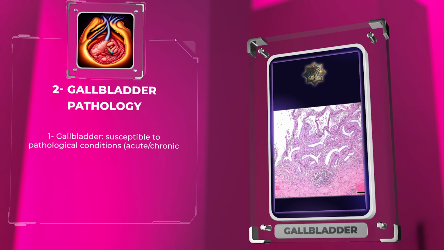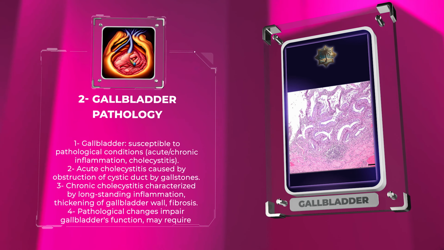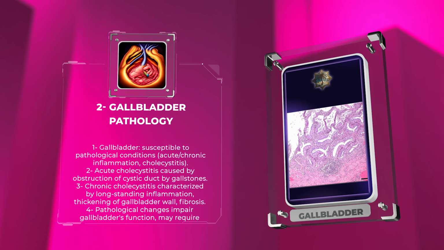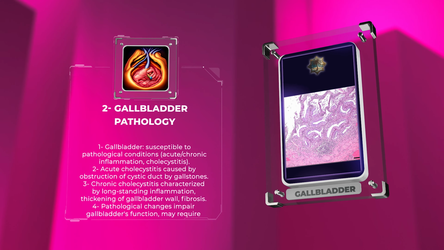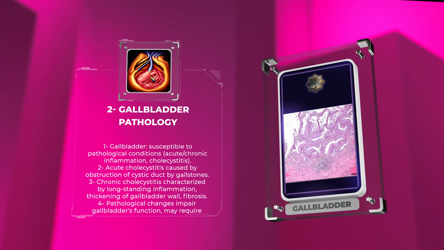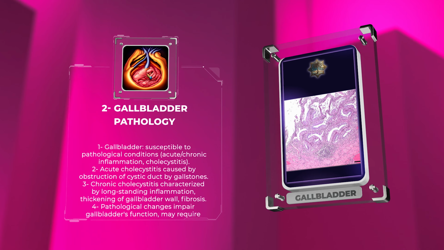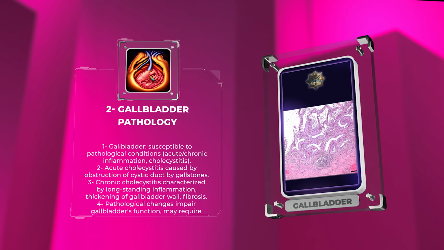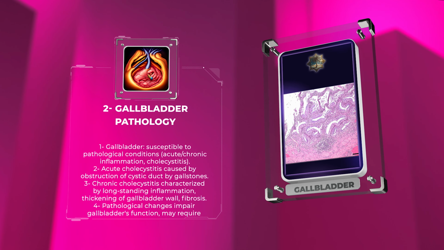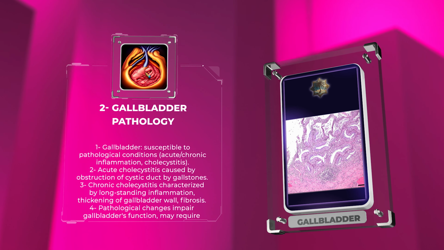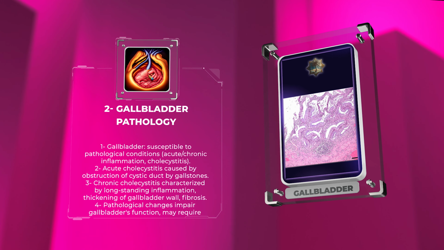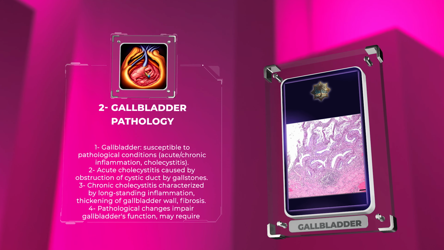The gallbladder is susceptible to several pathological conditions, including acute and chronic inflammation, known as cholecystitis. Acute cholecystitis is often caused by the obstruction of the cystic duct, usually by gallstones, leading to gallbladder distension and subsequent ischemia. Chronic cholecystitis, on the other hand, is characterized by long-standing inflammation, thickening of the gallbladder wall, and fibrosis. These pathological changes can significantly impair the gallbladder's function and may necessitate surgical interventions such as cholecystectomy.